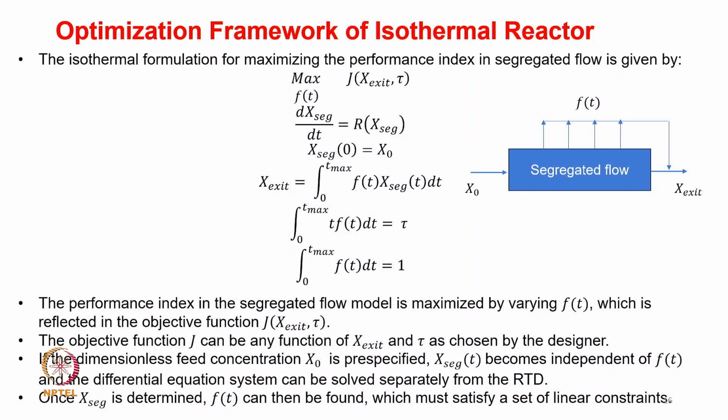Let's speak a little bit more about the performance index. The performance index in the segregated model is maximized by varying f of t, which is reflected in the objective. So you typically change f of t, which is the function. The objective function J can be any function of x exit and tau as per the choice of the designer. If the dimensionless feed concentration x naught is pre-specified, x at t becomes independent of f of t, and the differential equation can be solved separately from the RTD equations. When x is determined, f of t can be found, which might satisfy the set of constraints that we have learned earlier.